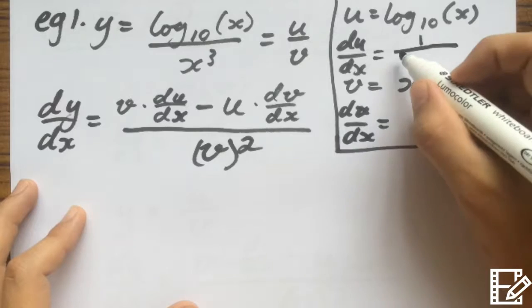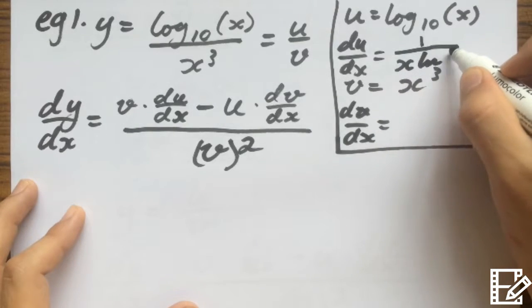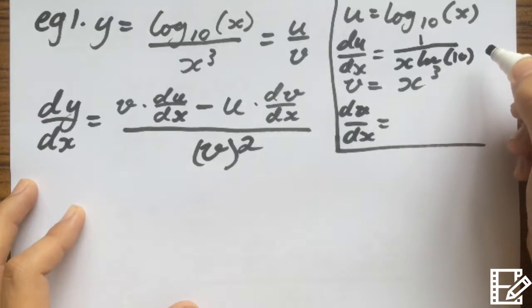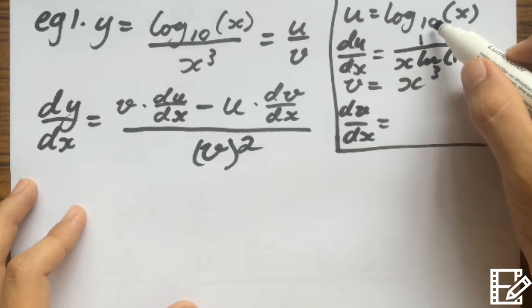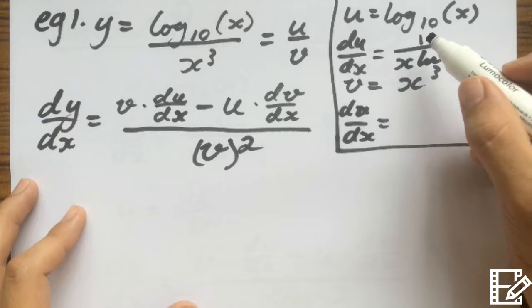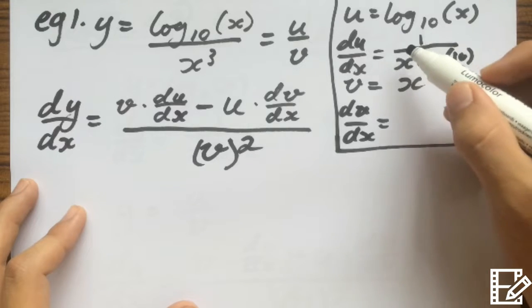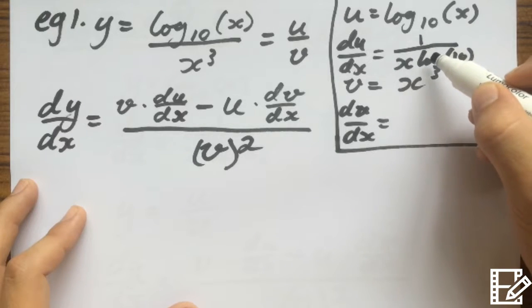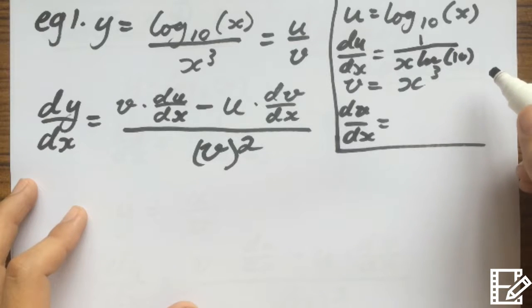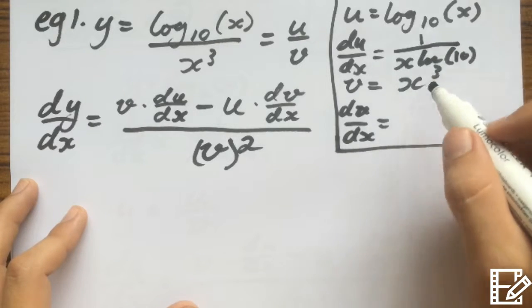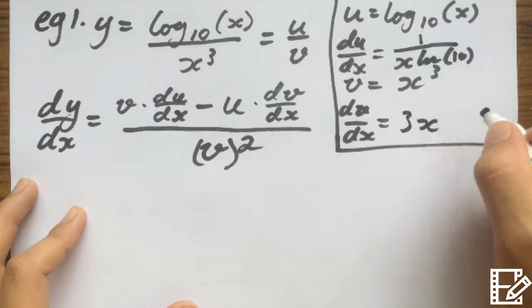then the derivative of u would be 1 over x ln 10. Just like before, you have log to the base of a number, x. When you derive that, you get 1 over x multiplied by the natural log of that base, or that number. And x to the power of 3, derive that, just 3x squared.